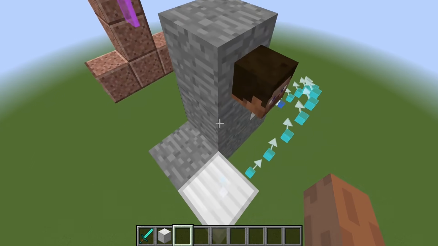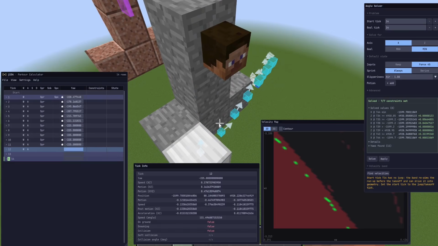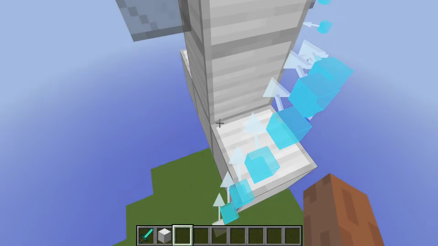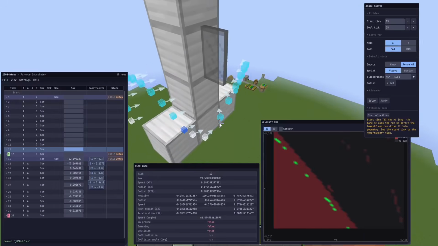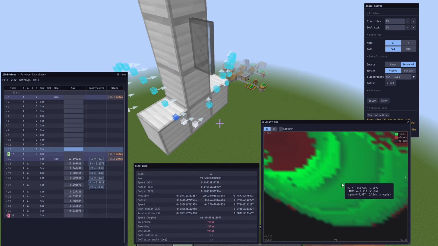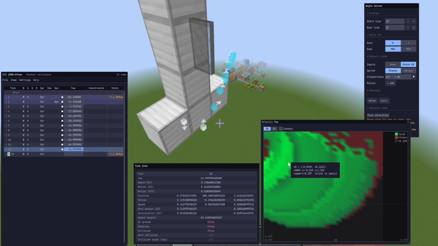But I also think this tool could be quite useful for seeing where the limits are for certain jumps, maybe for jumps that are impossible, and also figuring out, okay, how much velocity would I need to make this jump actually? I think that's pretty cool.